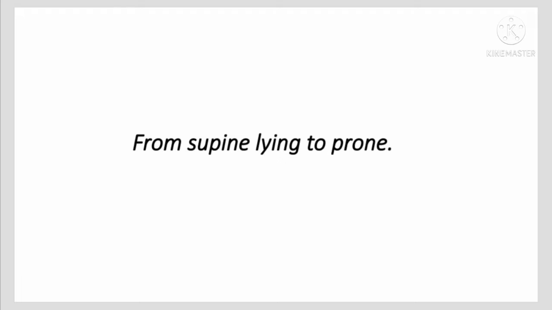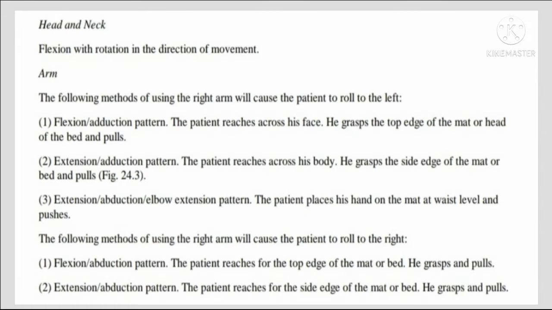Hello everyone, in this video we are going to talk about functional activity on mat. From supine lying to prone, head and neck should be in flexion with rotation in the direction of movement. For arm, the following method of using the right arm will cause the patient to roll to the left.